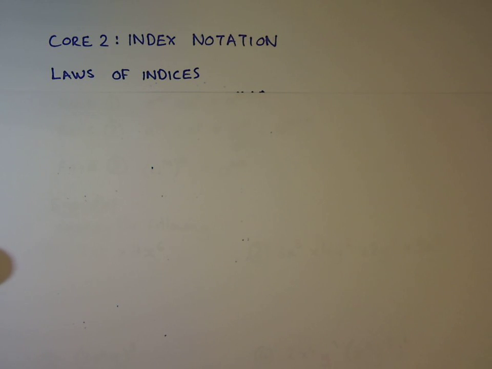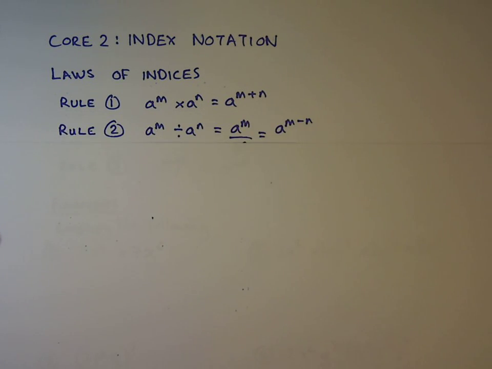The first law is that if you've got a to the m times a to the n, you add the powers and you get a to the m plus n. The second rule, if you've got a to the m divided by a to the n, which you can rewrite as a to the m over a to the n, then you subtract the powers and get a to the m minus n. And the final rule, if you've got a to the m in brackets raised to the power of n, you get a to the m n.